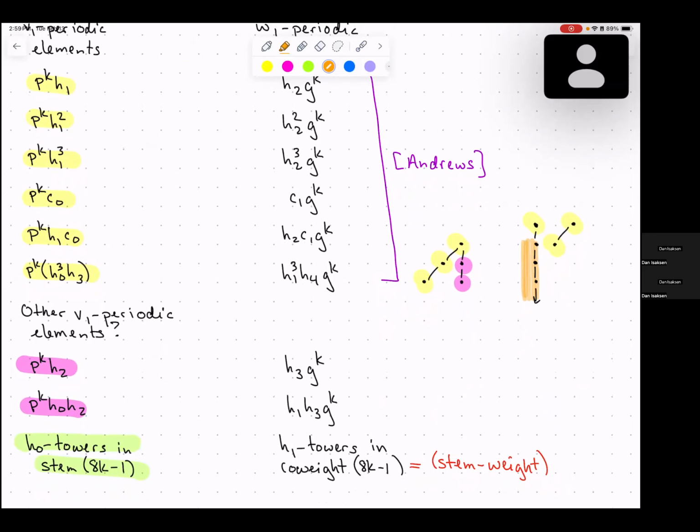And then there are doubles. There's h3g to the k and h1 h3g to the k. Okay, so we're going to study those. And then there are these H0 towers in these stems that are 7 mod 8. That's this. Well, it used to be green, now it's orange, right?